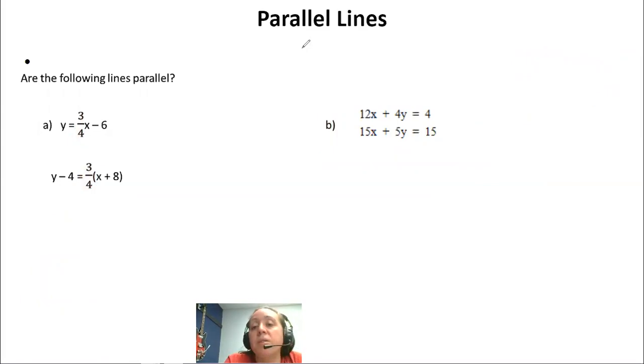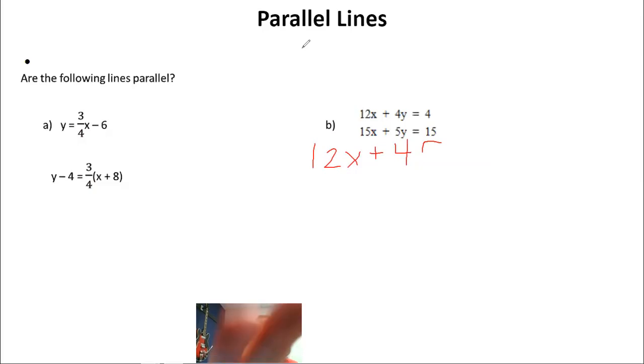So we have to solve each one. I'm sorry, guys, I was writing over there. I have the same issue with my chat box. It's annoying. So we have to take these two standard equations and change them into slope-intercept form, or y equals form.